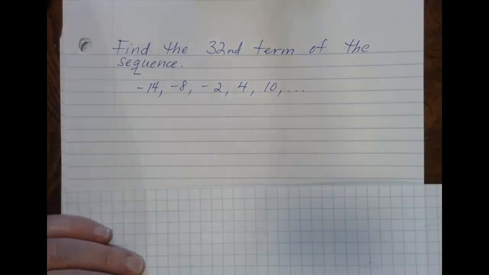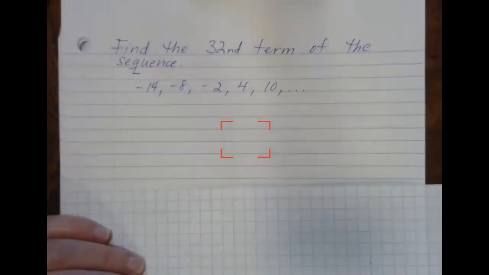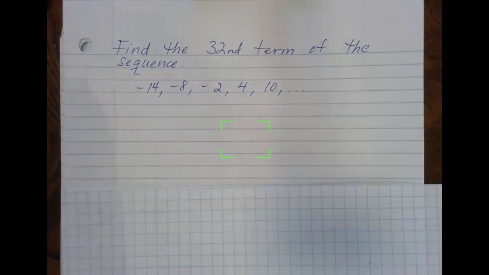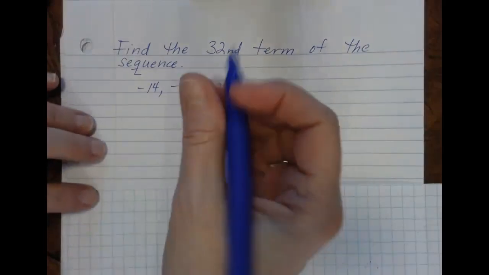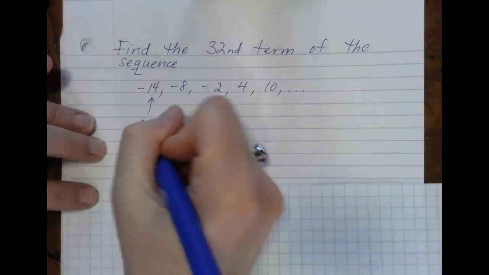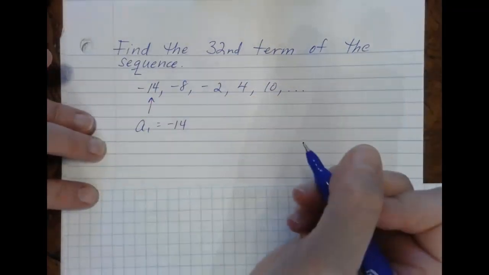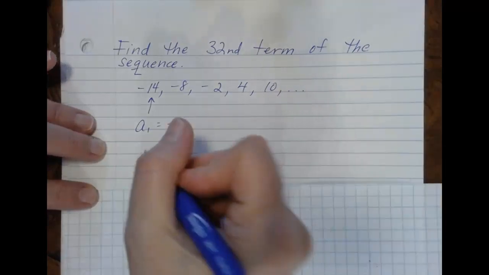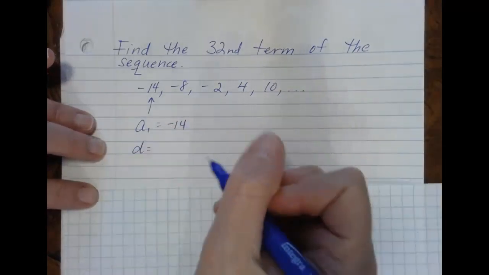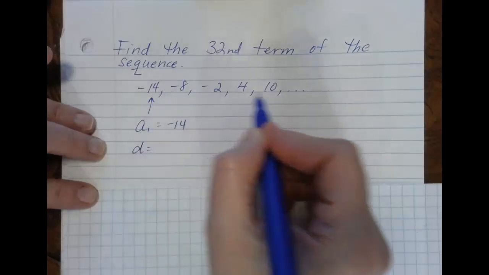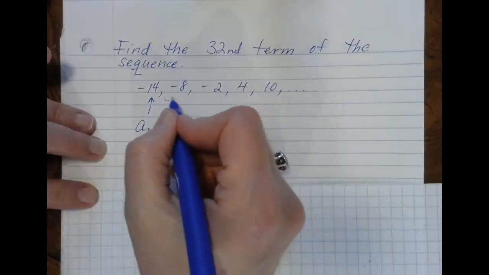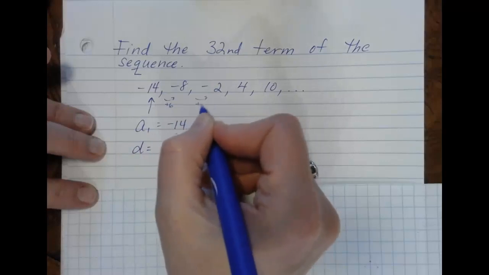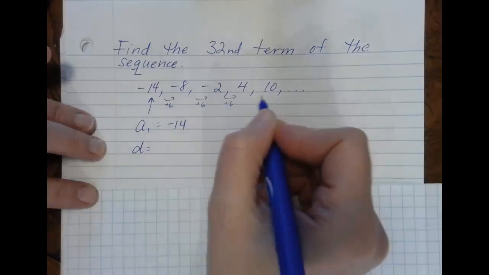Kicking it back to one of our favorite things we did this semester, which was to find any term in an arithmetic sequence. In order to do that, the first thing we have to know is, what is the first term? The first term is negative 14. The next thing is, what is the common difference? Our sequence is growing, and it is growing every time by a positive 6.